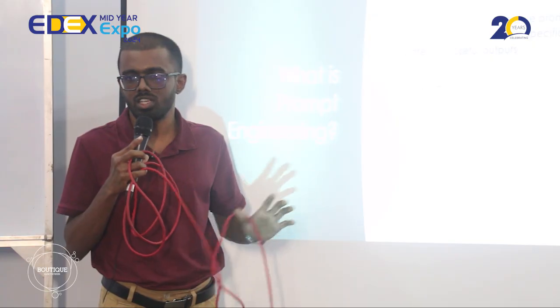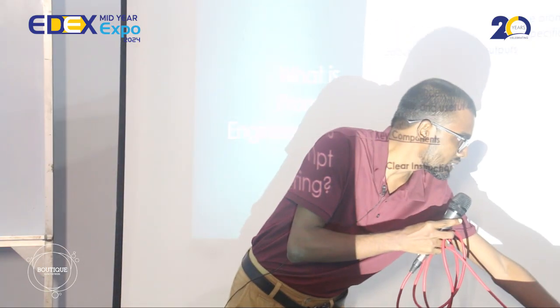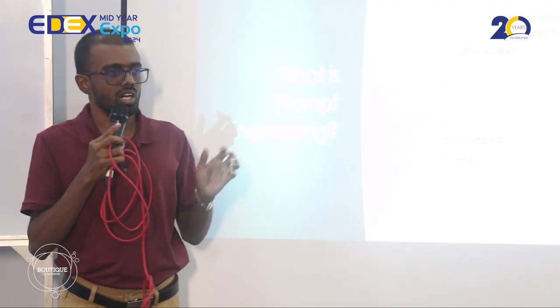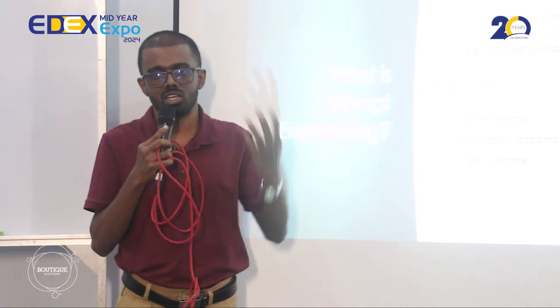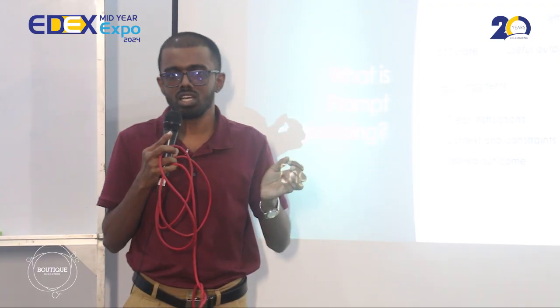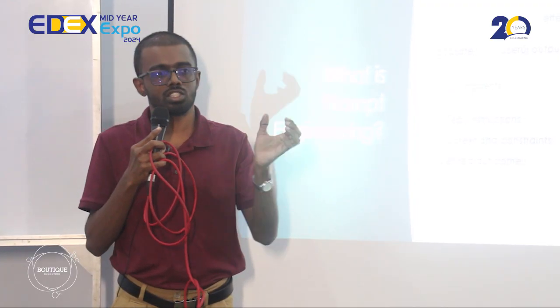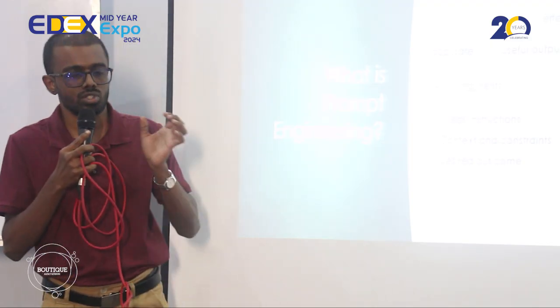In effective prompt engineering, there are three main components. First one is clear instruction. If I am asking about a problem, I should be clear: these are my needs, this is my current problem, and I want a solution.